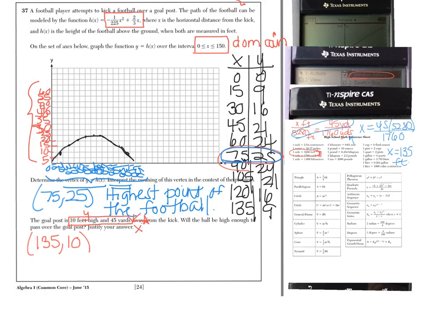Let's see if we can answer this question. Will the ball be high enough to pass over the goalpost? Justify your answer. So when I look at this coordinate, 135, 9, okay, the height is 9. So if this height is 10, the answer is no. The goalpost is too high for the ball to be kicked over, okay, because the ball had a height of 9 at 135 and the goalpost is 10 feet, so it would not make it over the goalpost.